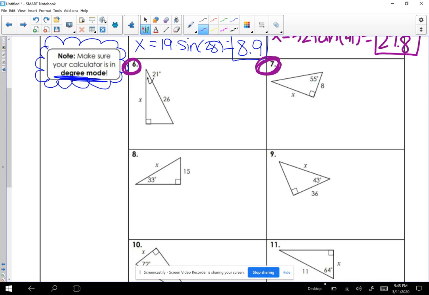So after you've paused, you should have gotten 24.3 for 6, and then 7 should be 11.4. If you did not get those answers, just be sure that you filled it in the right way, you labeled the sides accordingly, and you picked the right function. That's probably the biggest mistake, is accidentally picking the wrong function. So those are your two answers for 6 and 7.